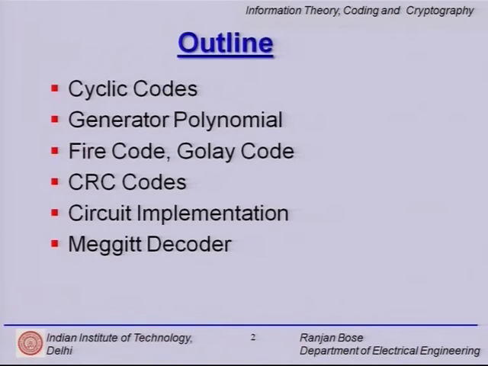Let's start with a brief outline of today's talk. We will revisit the concepts of cyclic codes, followed by the generator polynomial and the syndrome polynomial. Then we will go on to study some examples of good cyclic codes: the Fire code, the Golay code, and CRC codes, which are cyclic redundancy check codes. And finally, we will see why cyclic codes are so popular, because they are very friendly in terms of circuit implementation. Then we will talk about the Meggitt decoder.